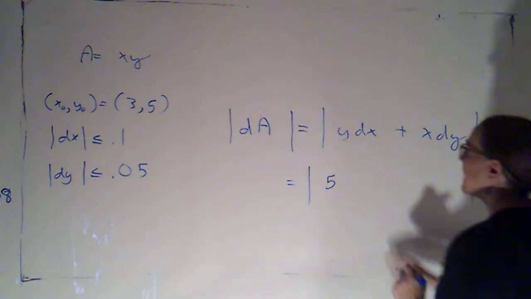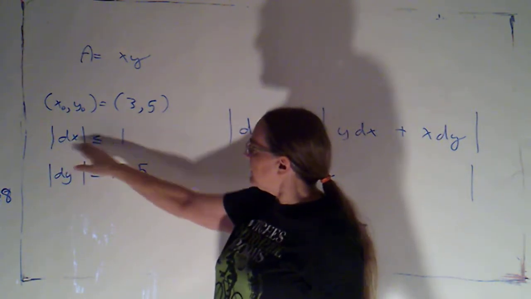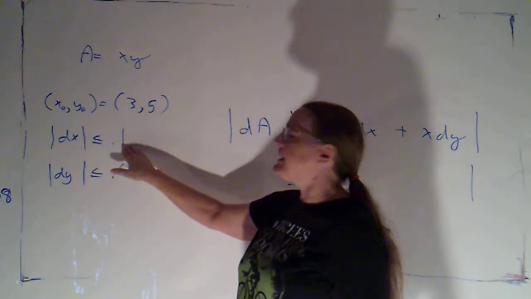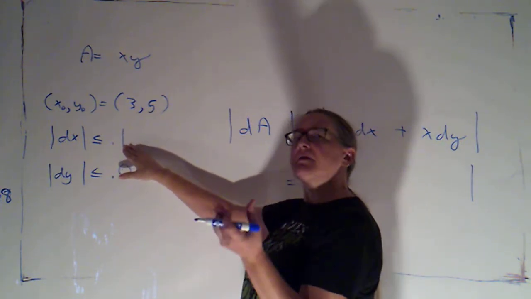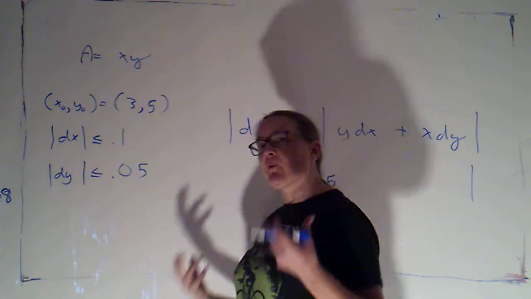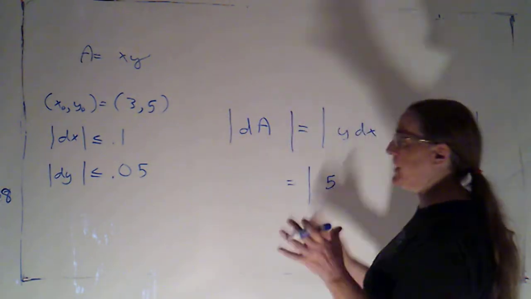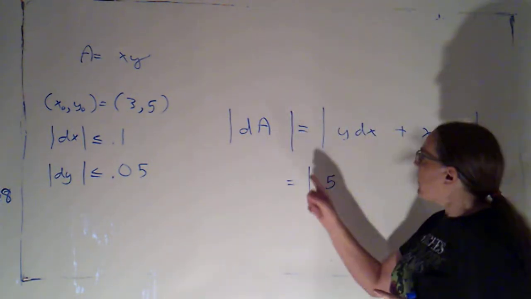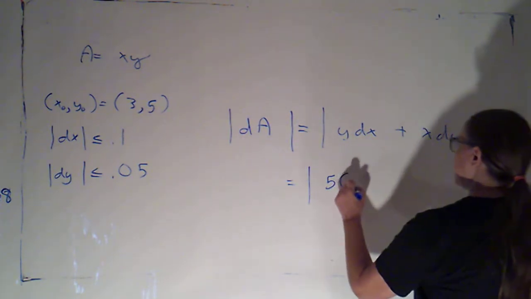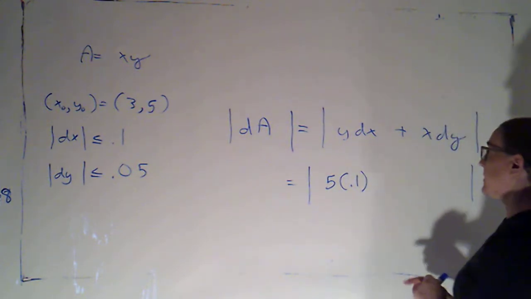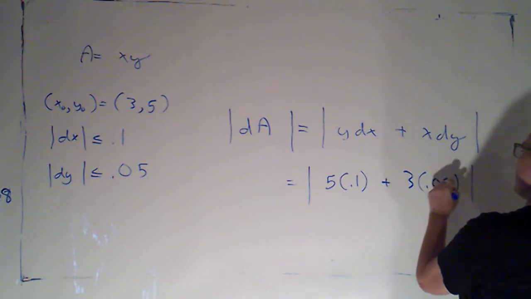Okay. All right. And so in this case, we're taking a look at the absolute value of y, which was 5, times dx. Well, we're told that the worst case scenario is that dx could be 0.1 or negative 0.1, but that its absolute value would be 0.1. So when we're approximating the maximum error, we're going to just assume worst case scenario, and plug in the biggest that it could be. Now, I do want to be careful. I'm going to go ahead and plug in the positive number right here. And then for x, that was 3, and dy, I'll plug in a positive 0.05.